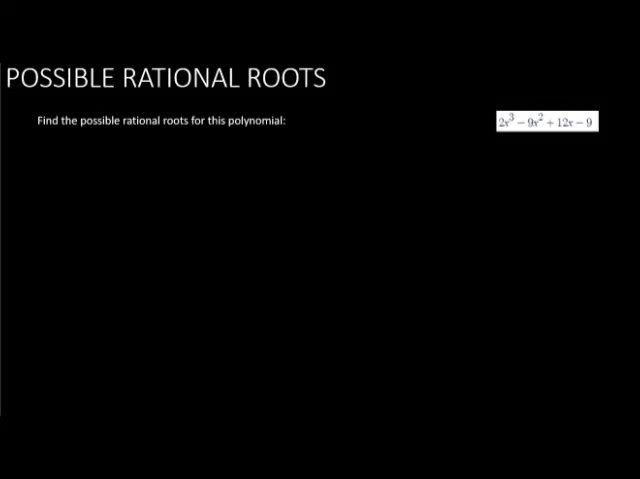Next, we'll find all the possible rational roots for this polynomial. In order to find the possible rational roots, we will look to the first term, that is, the highest power term, 2x to the third, and the last term, which is the constant term, -9. Remember that if you don't have a constant term, your constant term is 0.